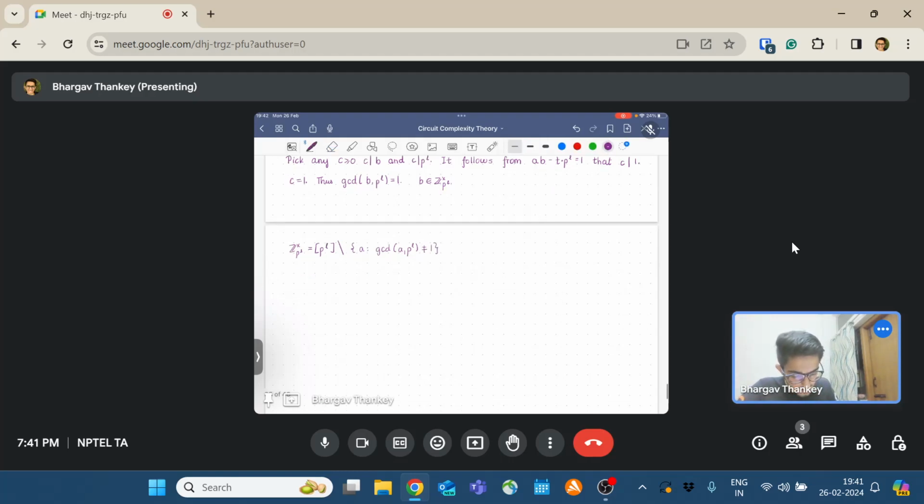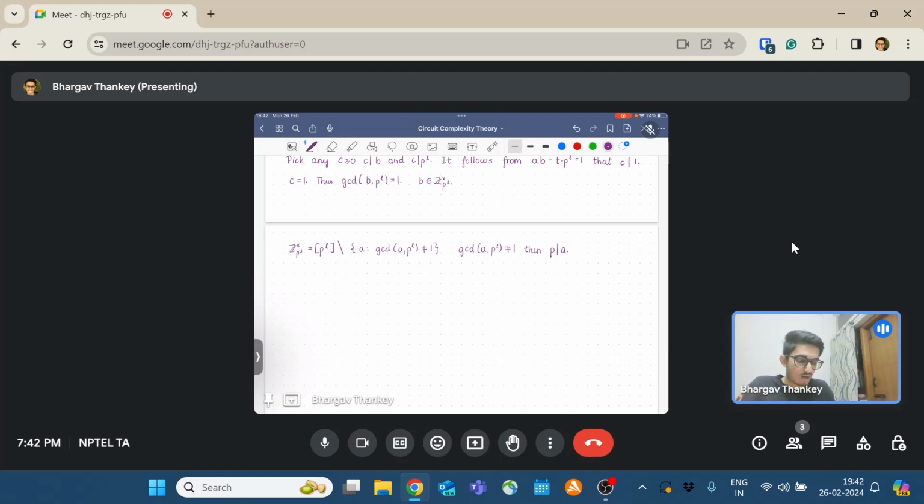But if the GCD of a and p to the l is not equal to 1, then p must divide a, right? Because what are the only factors of p to the l? The only factors of p to the l are 1 and all the powers of p up to l, right? Yes. So if a and p to the l have a common factor which is not 1, it has to be a power of p. Let's say p to the k. So p to the k must divide a, and therefore p must divide a, right?